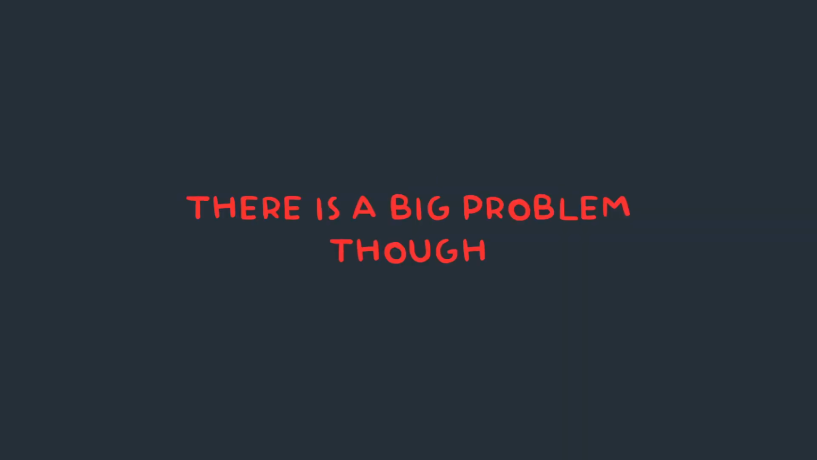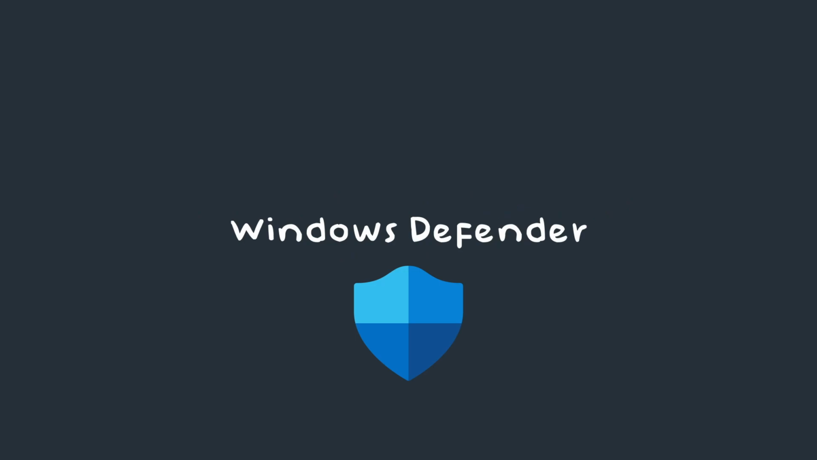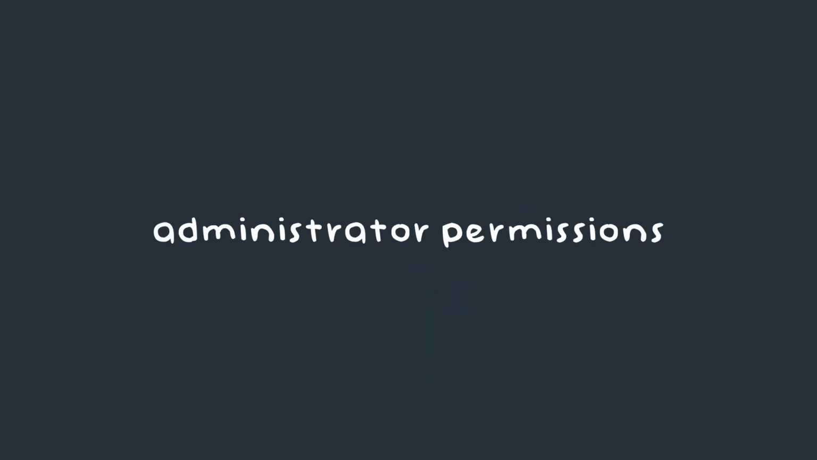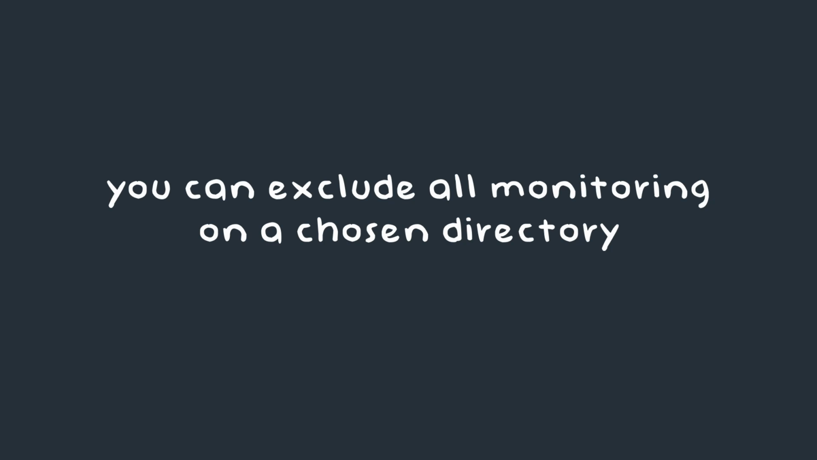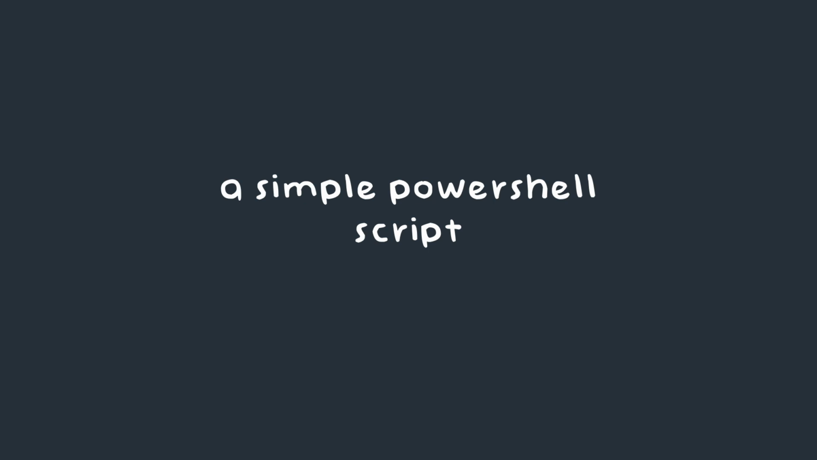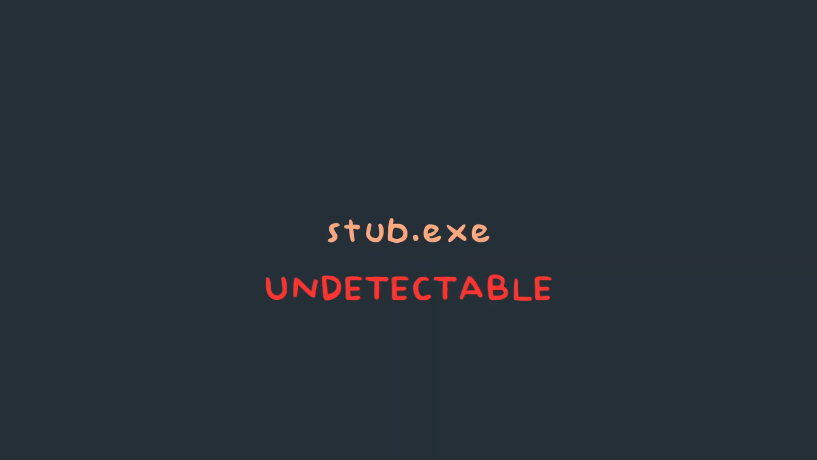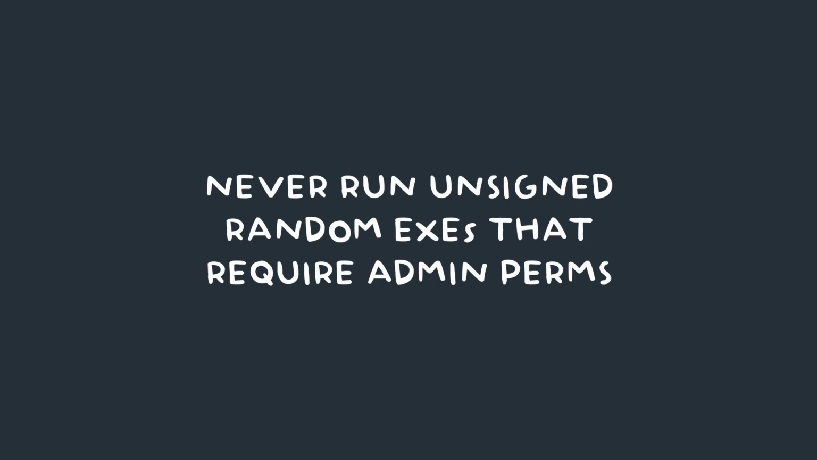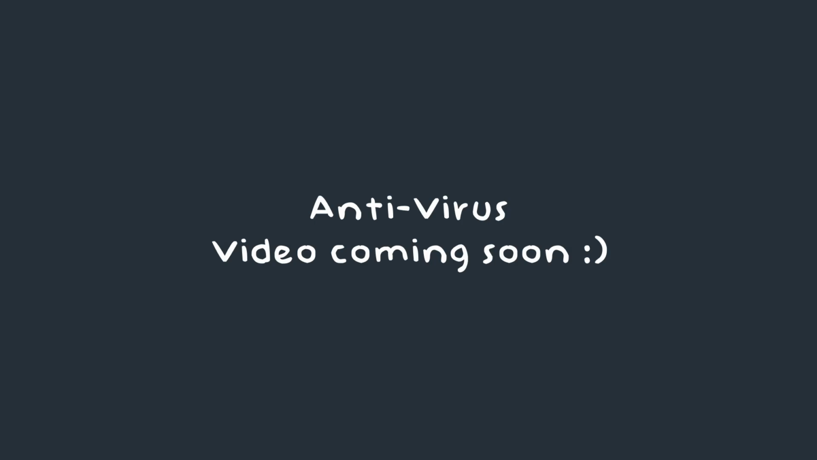But I'm going to point out a very serious problem, specifically with Windows Defender. Now, I do want to say that this requires administrator permissions. You can actually configure Windows Defender to exclude all monitoring engines in a chosen directory. This is great if you're a user and you want this to happen. However, if you're a hacker, you can actually use this to your advantage. With a simple PowerShell script, the stub can make the malware pretty much undetectable by Windows Defender. So moral of the story, absolutely never run any unsigned random executable that requires administrator permissions. Now, if this is your first time learning about antiviruses, it's a complete rabbit hole. It's a very interesting one too, but I'll get around to making a specific video on antiviruses.